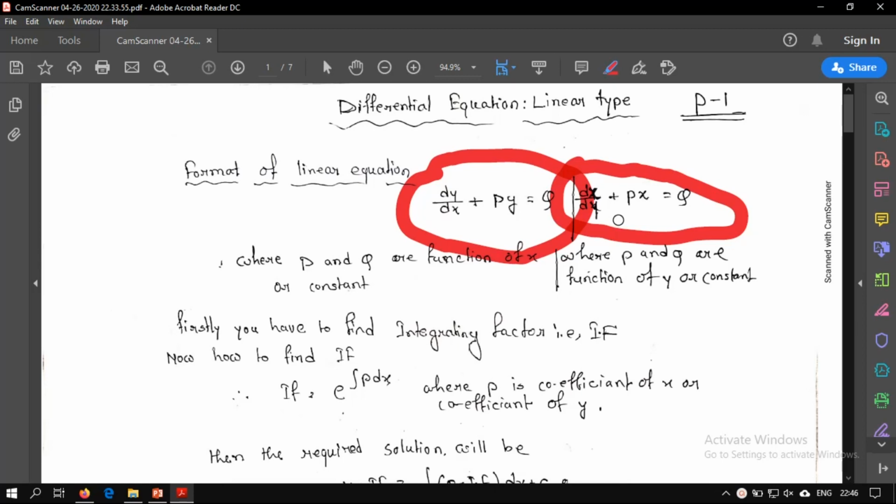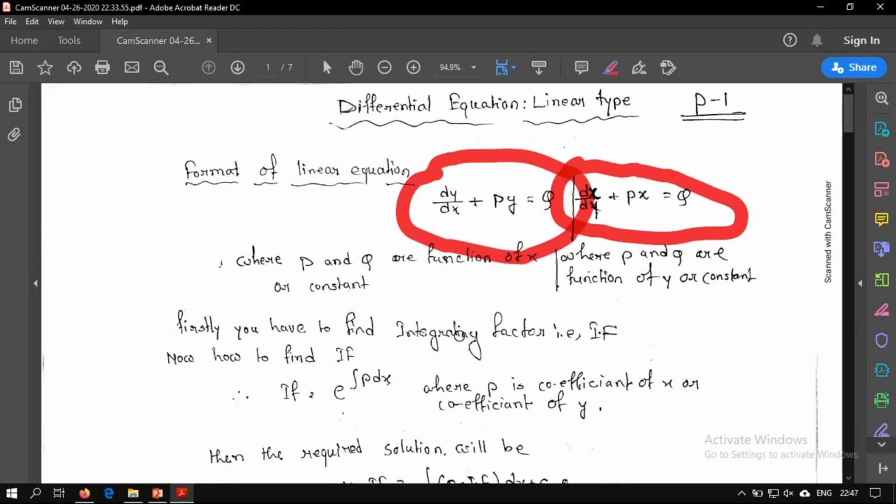Here there are two formats. When the format is with respect to x, there will be y, and when the format is with respect to y, there will be x. Here P and Q are functions of x or constants, and here P and Q are functions of y or constants. P is the coefficient of y in one, and in the other P is the coefficient of x.